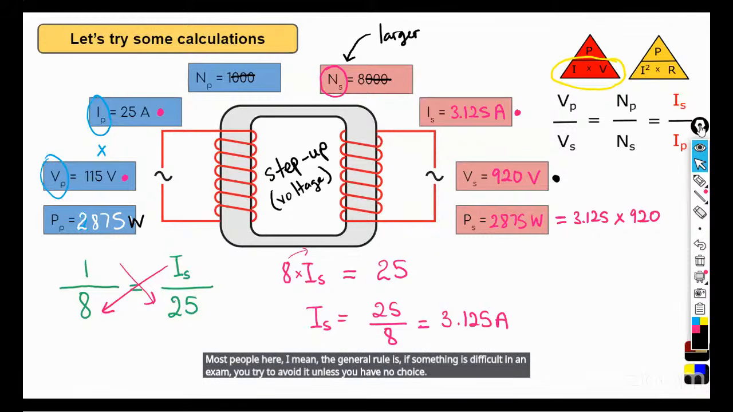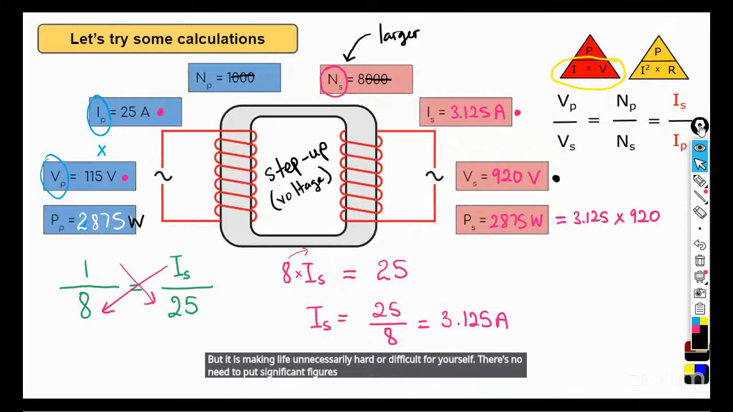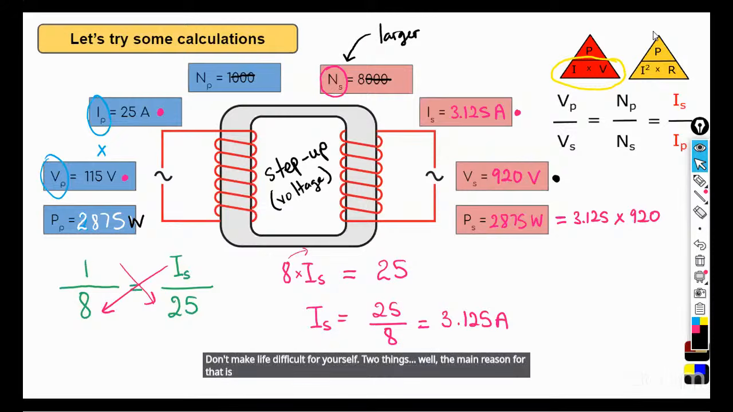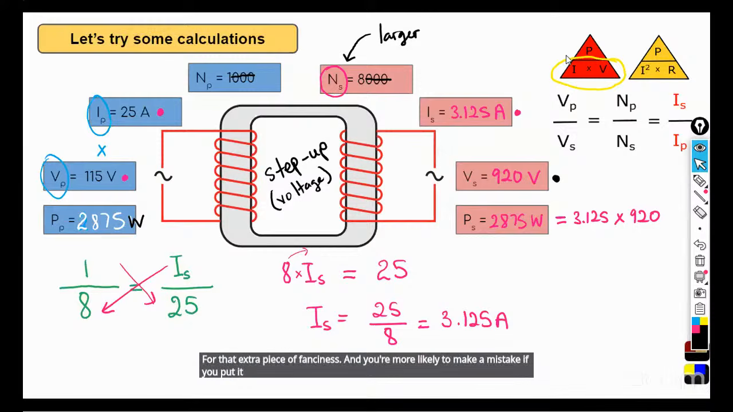So if you want to put things in significant figures, fine. But you're just making life unnecessarily hard for yourself. There's no need to put significant figures, just put the values. Trust me, don't make life difficult for yourself. The main reason is you're not going to get any extra marks for that extra piece of fanciness, and you're more likely to make a mistake if you put it in significant figures in the long run.